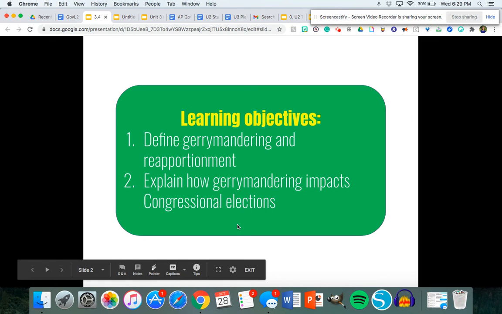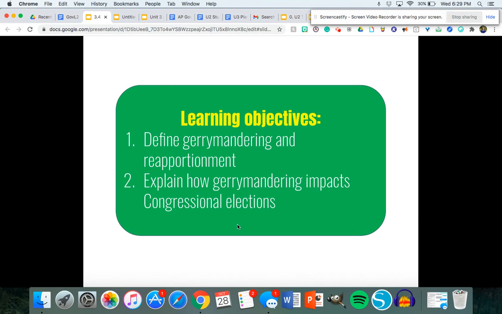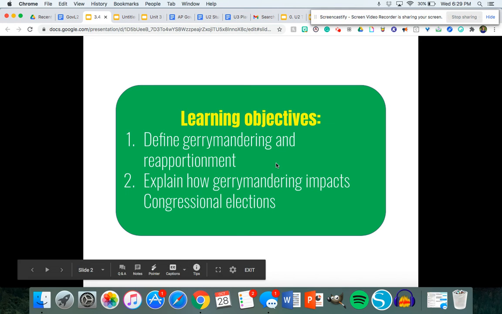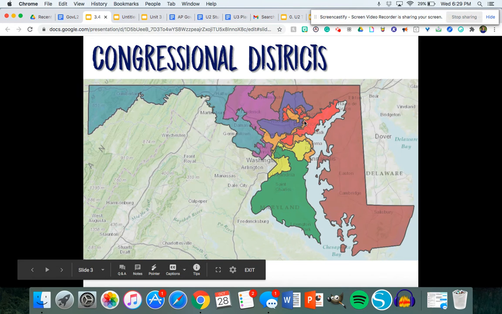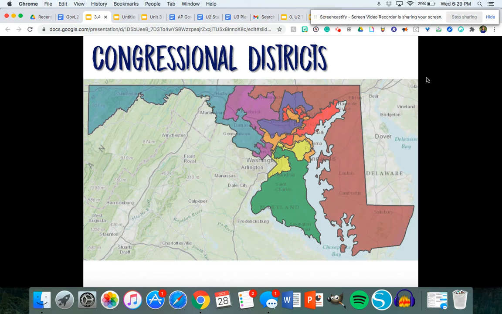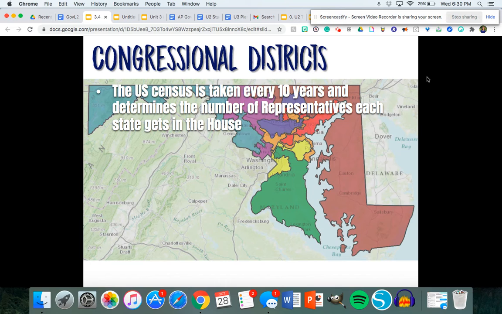So our goals for today are to define gerrymandering and reapportionment and explain how gerrymandering impacts specifically congressional elections. So those are our goals for this video. Now, we need to talk about something first, and we need to talk about what a congressional district really means and what that is. Something important to note is that districts are the areas that a representative represents.